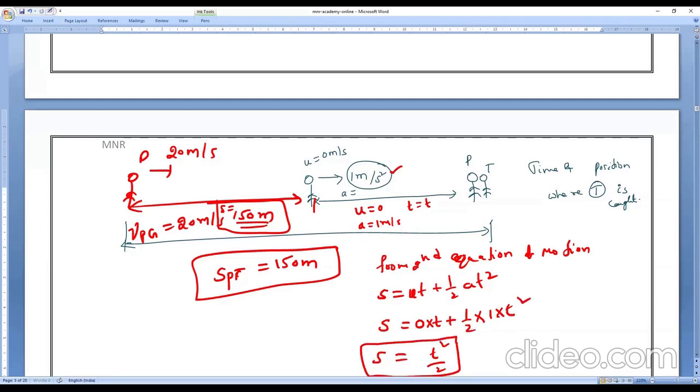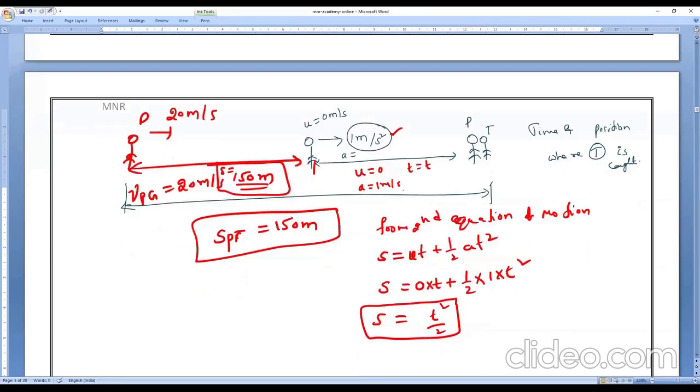So what is the distance traveled by the thief after seeing the police? S is equal to t square by 2. Is it okay? Yes, please. Next, by that time, what is the total distance covered by the police? Everybody, total distance covered by the police is what? Distance is equal to what?